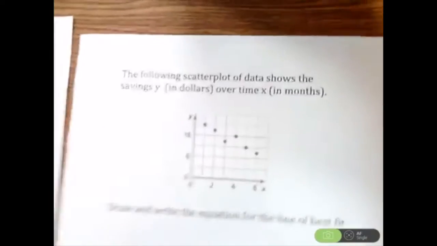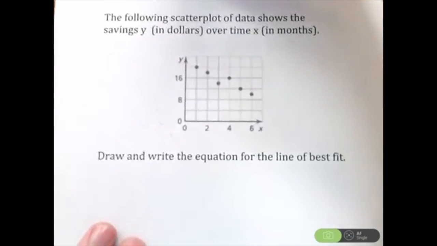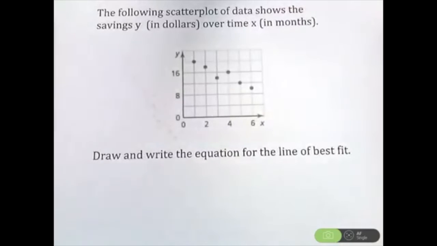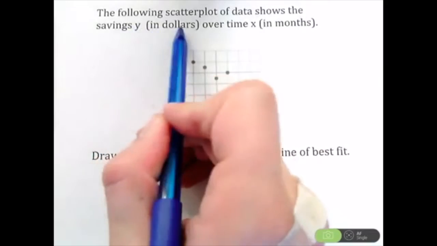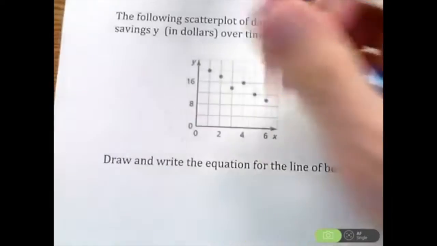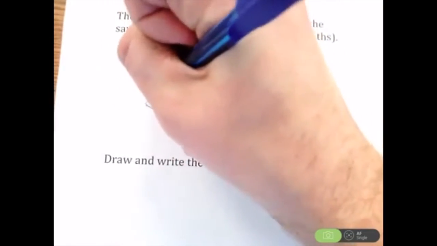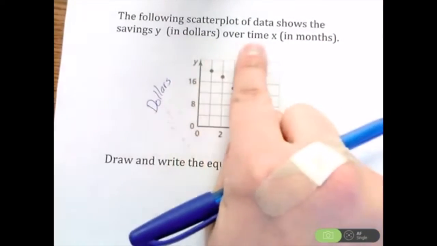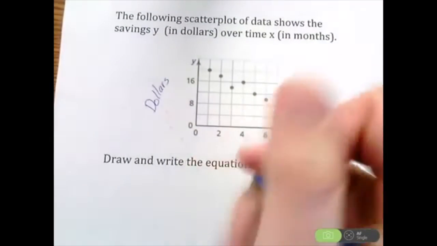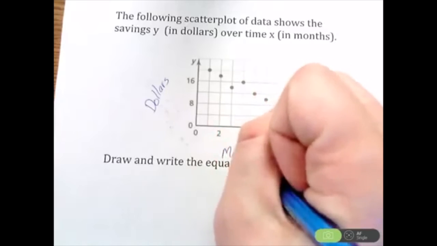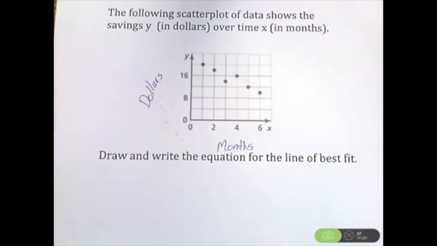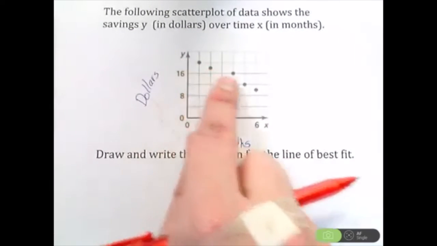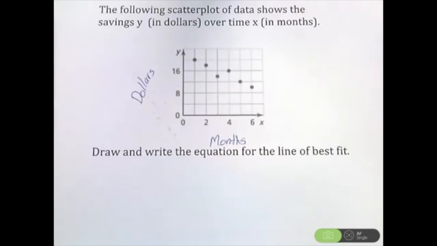I'm actually going to show a real example, with a little bit more real data that we work with. The following scatter plot of data shows the savings y in dollars. So I know my y-axis represents dollars over time x in months. So I know my x is months. What we need to do is draw and write the equation for the line of best fit. It looks like it's overall going downwards. I need to find an equation that fits there.